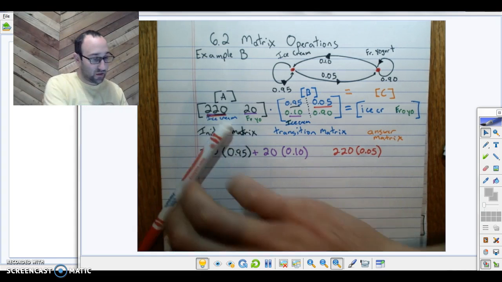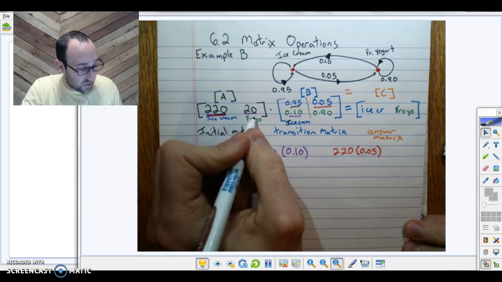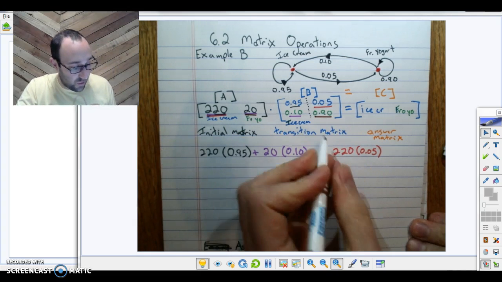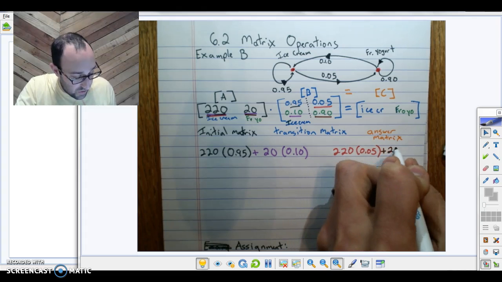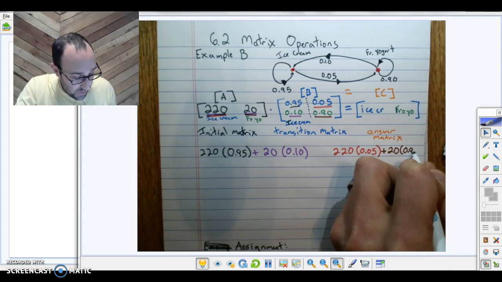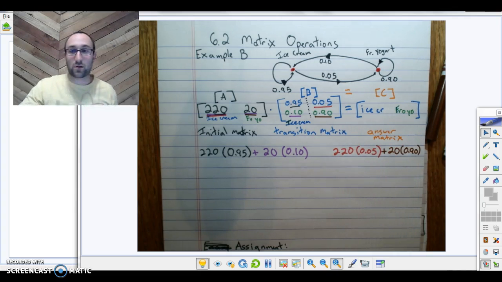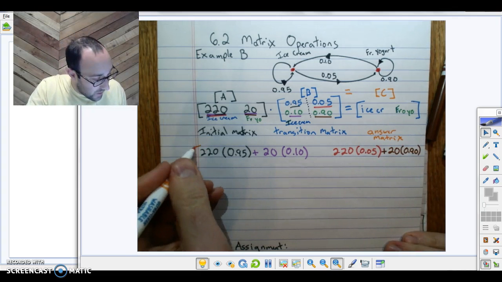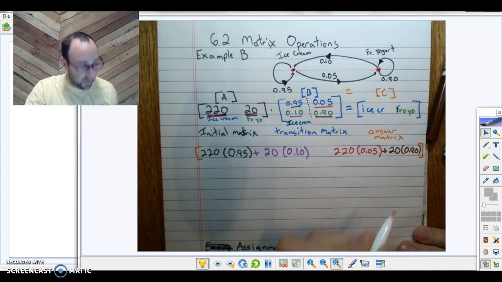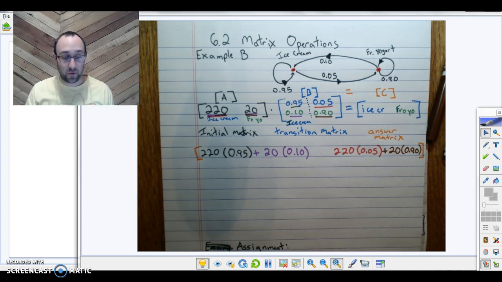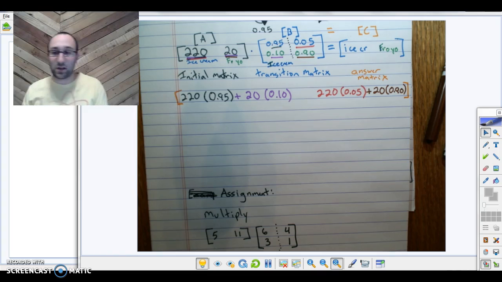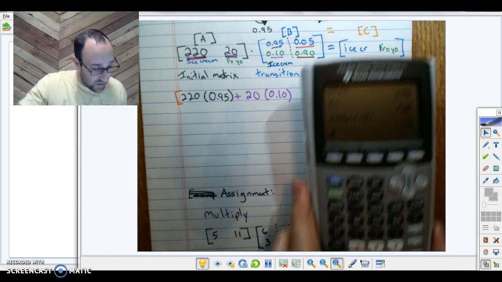And then let's do this one. How many are staying at frozen yogurt? 20 times 0.90. So I'm going to add 20 times 0.90. All right, and that right there is the beginning part of the answer matrix. Okay, right there. Now all I have to do is calculate those numbers and clean it up. All right, so let's do that.